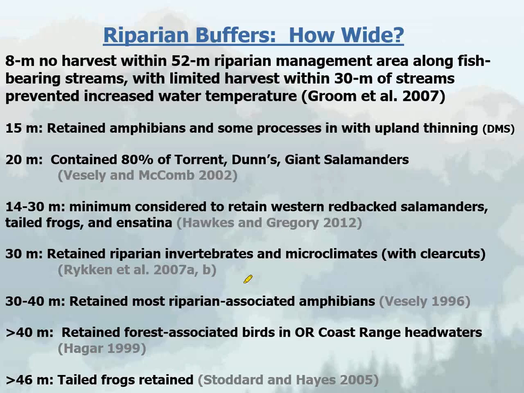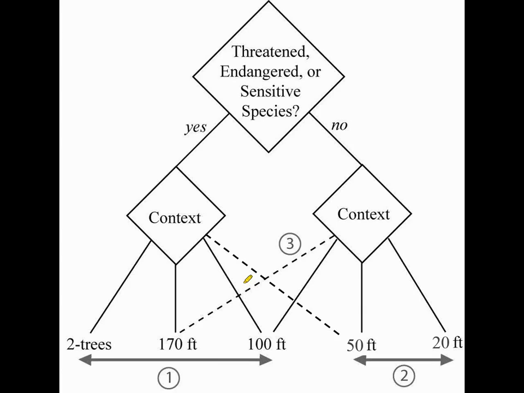How wide should the buffers be? Well, depending on what study you have, there's a range between an 8-meter to a 46-meter buffer coming out from various studies from the Northwest. And it depends on where you are and what you're doing upland and what your consideration is. Is it water temperature alone? Is it other things like animals?